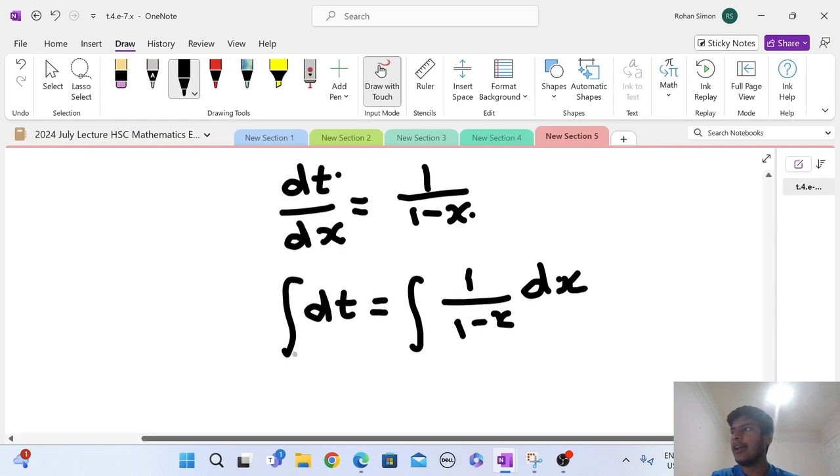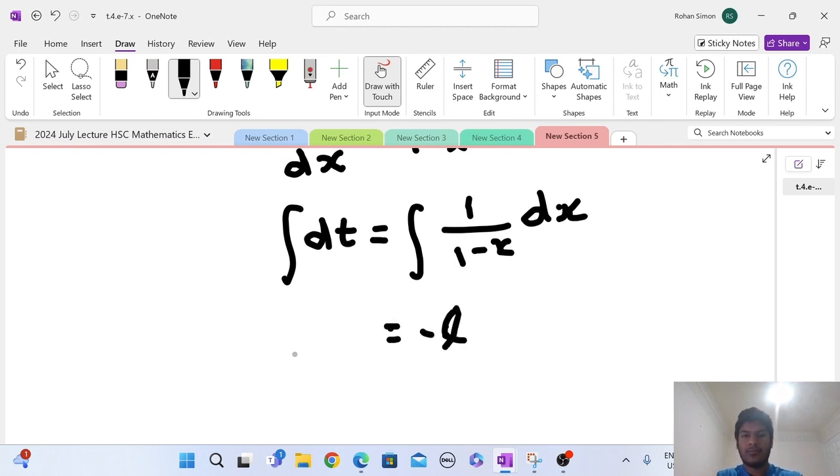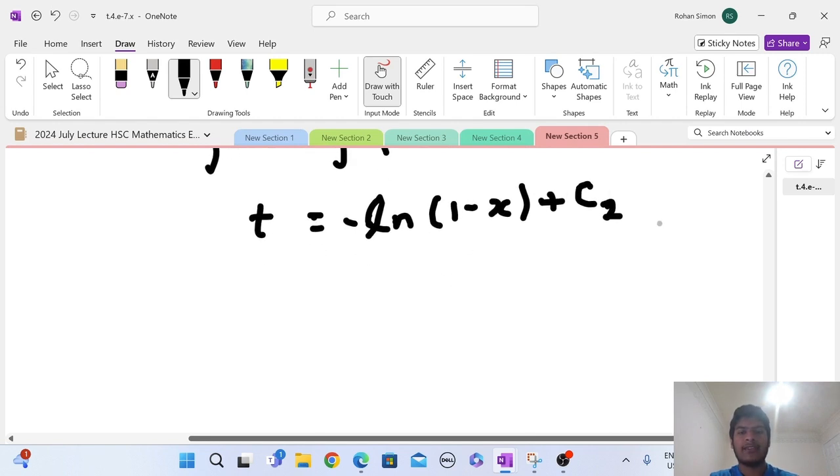Now, the integral of that is going to be negative ln 1 minus x, because if we take the derivative of 1 minus x, that's minus 1, and the negative out the front cancels it. And so we get the f dash x over f of x, and that's clearly an ln. Plus a constant here, because again, it's an indefinite integral. So I'm going to call that C2. And that's t. Okay, so we're at this stage where we've got t, x, and the C2.